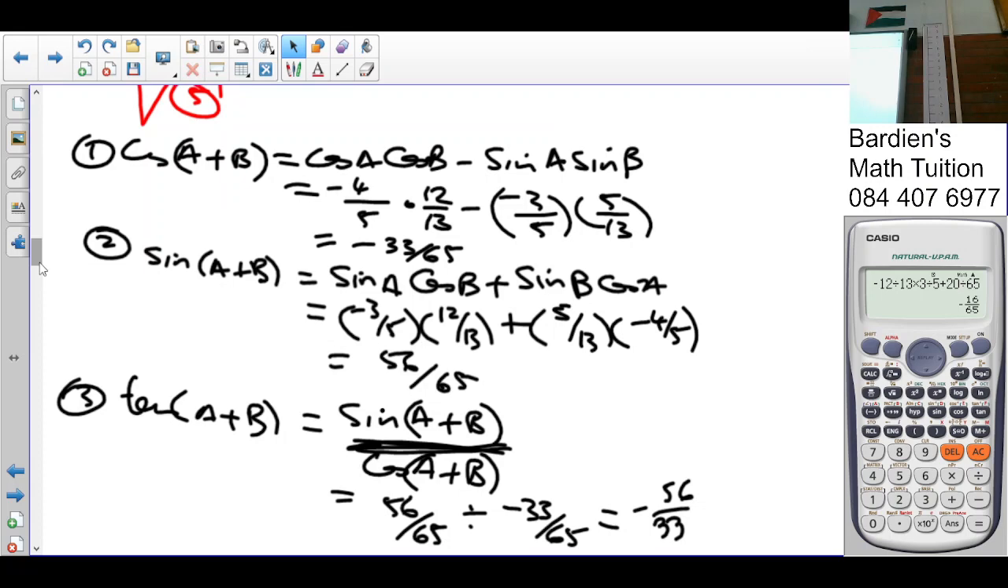Okay. People, enjoy the rest of your day. Don't forget your homework is going to be the even numbers. And revise this exercise for tomorrow's lesson. Very important. Tomorrow we're going to do compound angles.